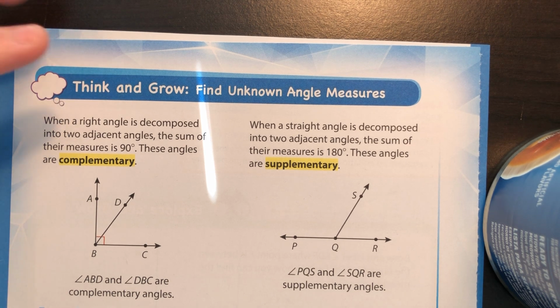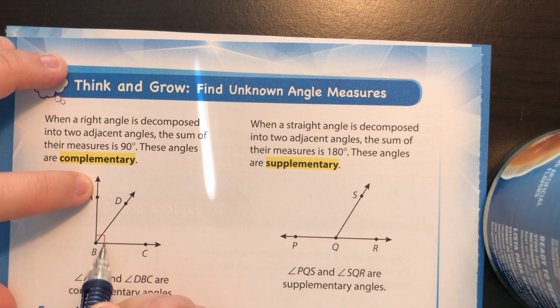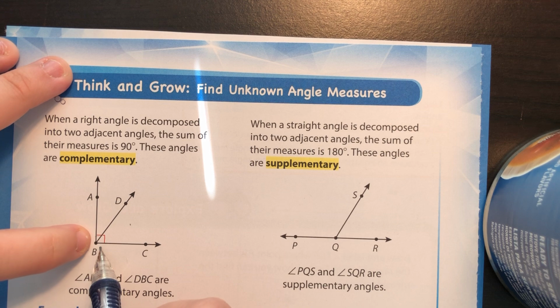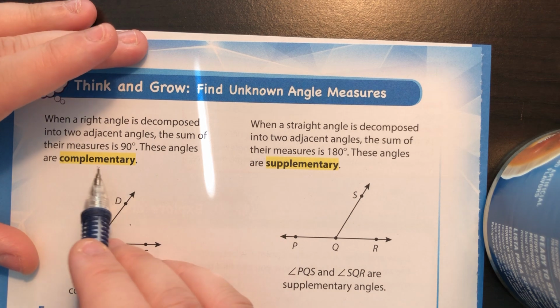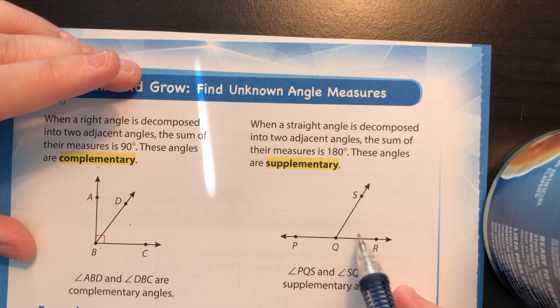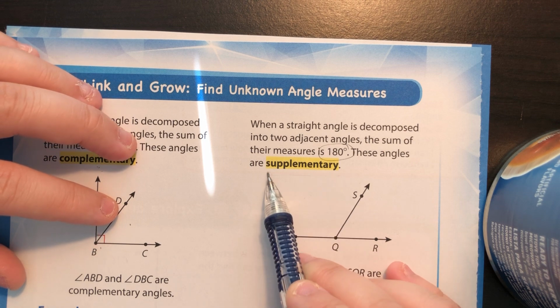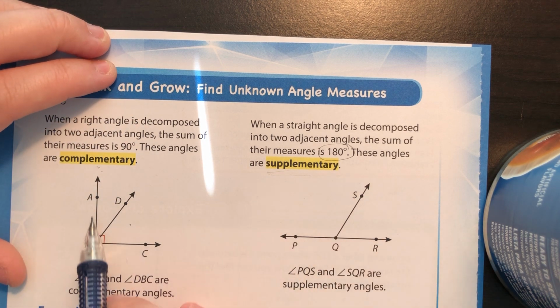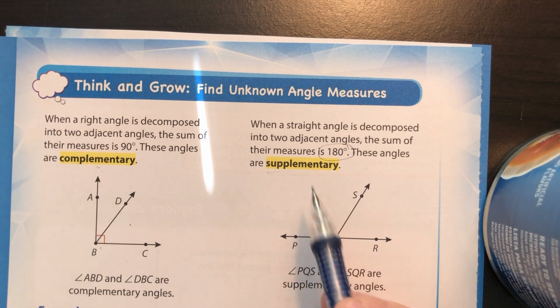Okay, so when a right angle is decomposed into two adjacent angles, the sum of their measures is 90 degrees. These angles are called complementary. So these two angles right here join together to form a 90-degree angle. That means that this plus this must equal 90 degrees. When that happens, they're called complementary angles, that they both add up to 90. Now, we have something very similar, but when two angles join together to form a straight angle, a 180-degree angle, those two angles are called supplementary, okay? So when they join to form 90, it's complementary. When they join to form 180, it's called supplementary, okay?